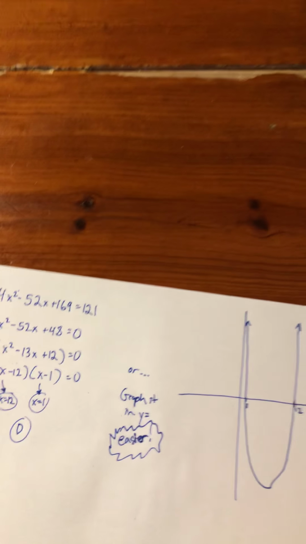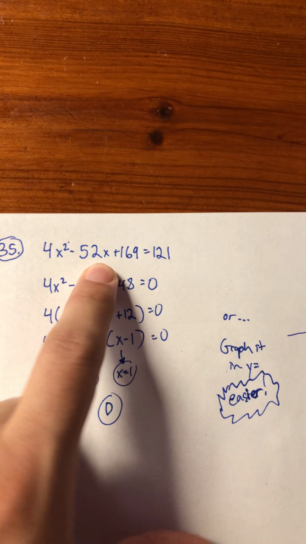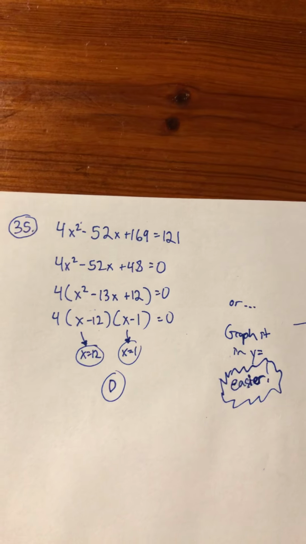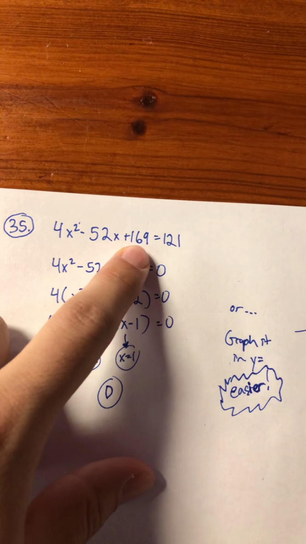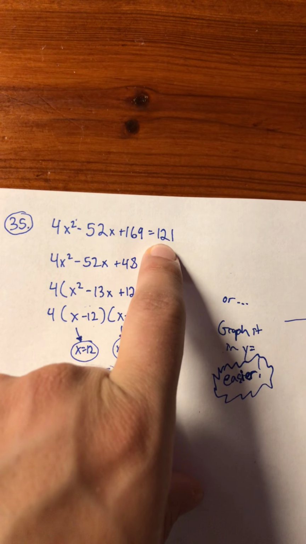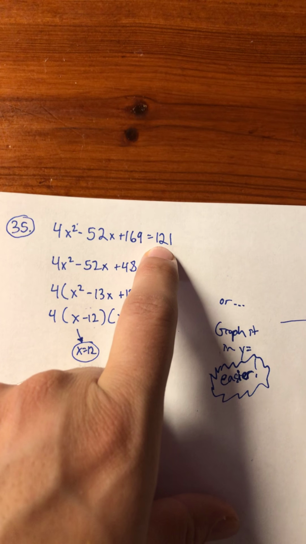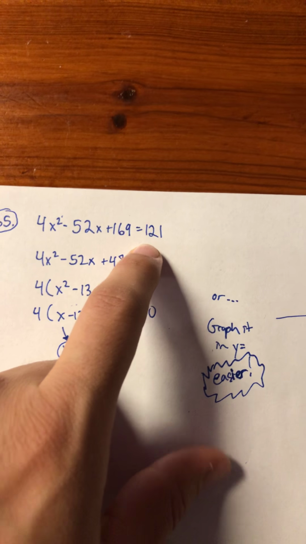All right. The last problem for you is problem number 35. 4x squared minus 52x plus 169 equals 121. This can look a little complicated. You can do a couple of things. You can put this quadratic into your y equals and go to your table, find when the output's 121. If you do that, you'll find that it's 121 two different times, at 12 and at 1. All right, that's option number 1.